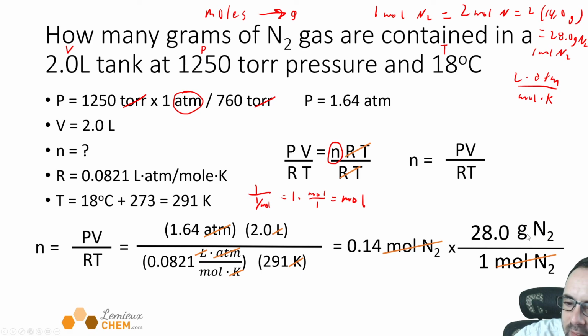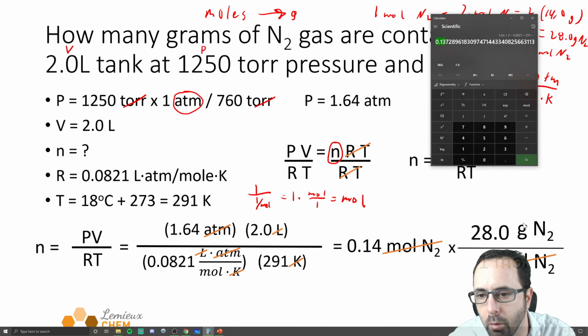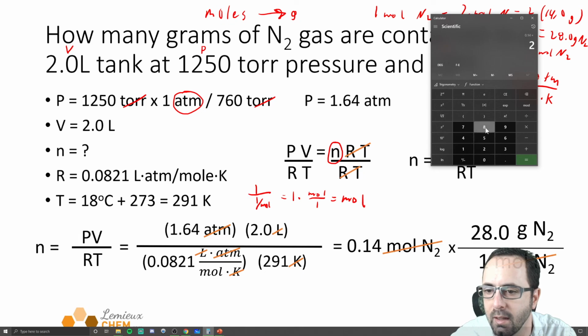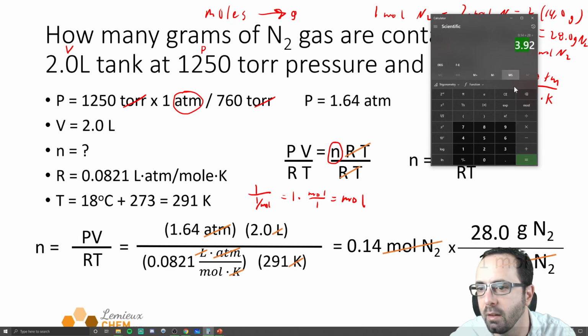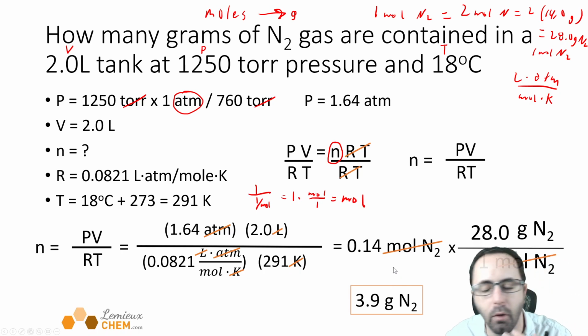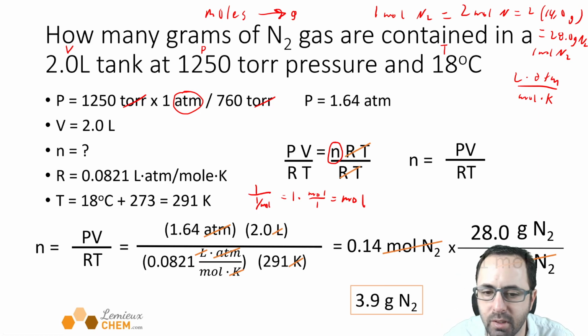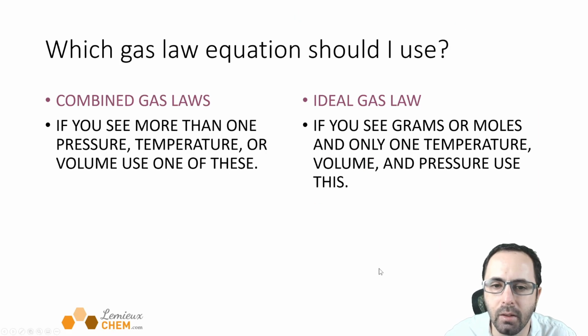And so let's calculate here. All right. So it's going to be 0.14 times 28. And so we're going to round this to 2 sig figs, 3.9 grams of N2. 3.9 grams of N2. And hopefully you can see the mole of N2 past my forehead. All right. And so that's how you solve for the different variables using the ideal gas law.